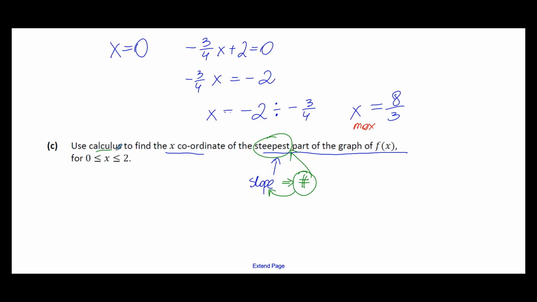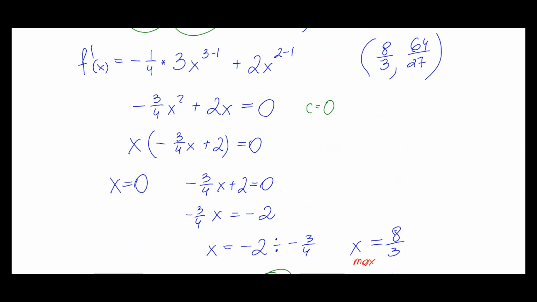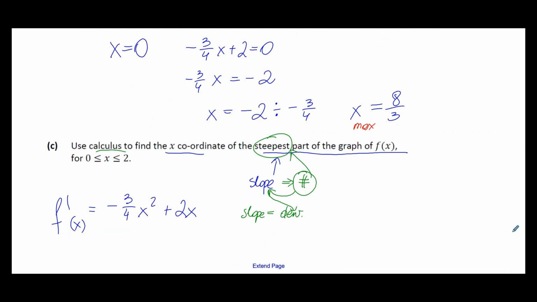And how does that slope connect with calculus? Because the value of the slope is the same as the value of the derivative. So if I'm looking for the maximum value of the slope, I am looking for the maximum value of the derivative. That's what I'm looking for. And we've done our derivative in the previous part. That was my minus 3 over 4 x to the power of 2 plus 2x. Let me just check if I copied it. Yes, it is indeed. So that's our derivative.